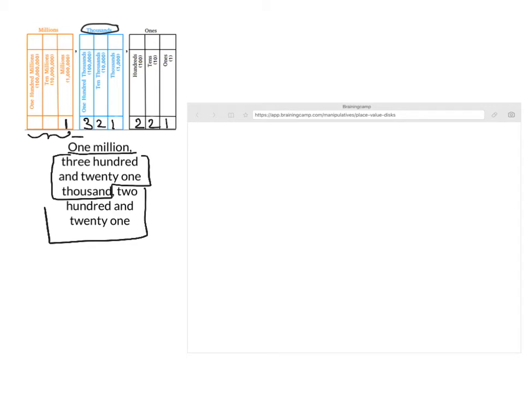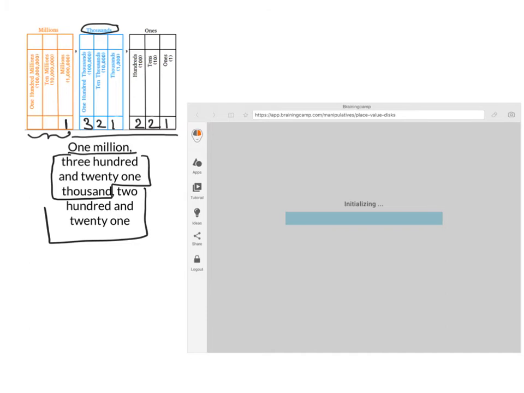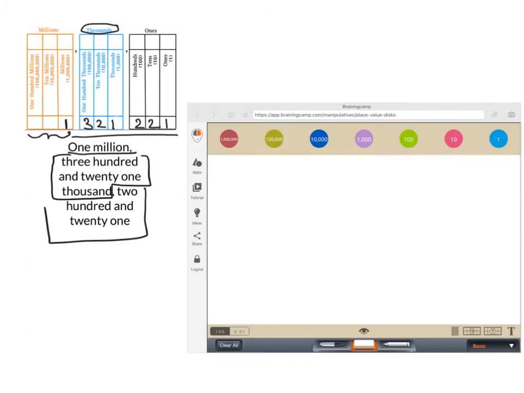So this is how this number would look if we wrote it out, and this is how it would look if we wrote it in words. How would it look with discs? Well, we would have 1 million. We would have 3 lots of 100,000 because we've got 300,000. We would have 2 of the 10,000s. We'd have 1 of the thousands, and then we would have 2, 2, and 1.